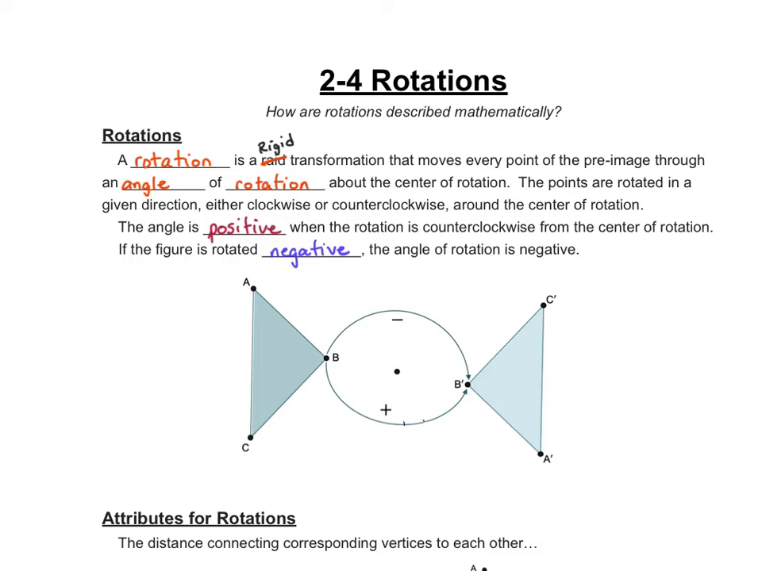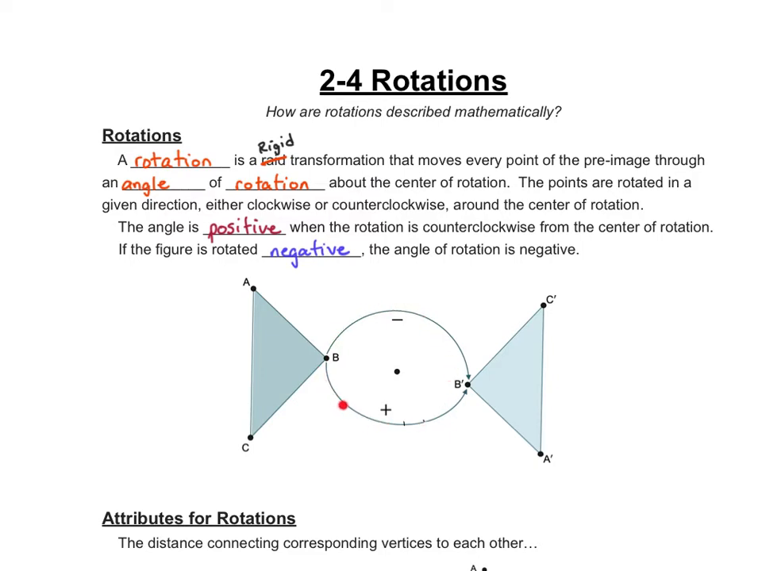We can see here that these arrows are intended to say, if I go from my pre-image to my image, traveling this direction, that is negative. And if I go from my image to my pre-image, traveling this direction, it's a positive rotation. An angle is positive when the rotation is counterclockwise. And again, counterclockwise is going this direction, counter to the way the hands on a clock turn.